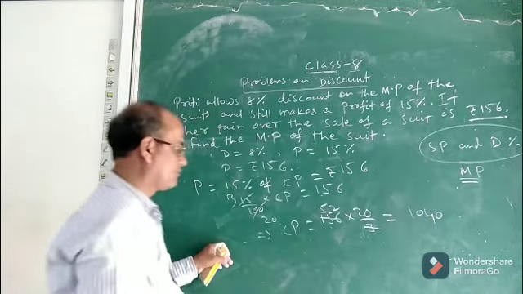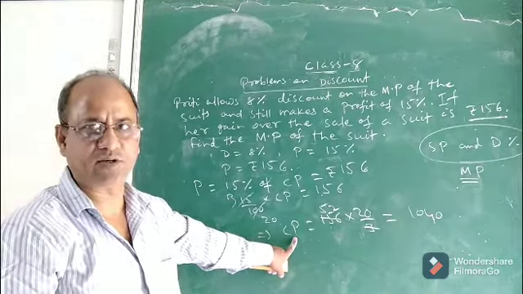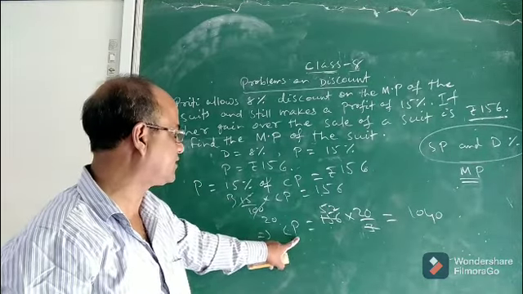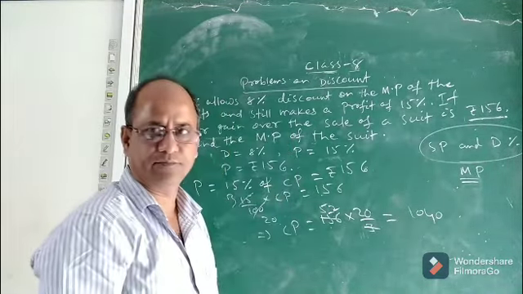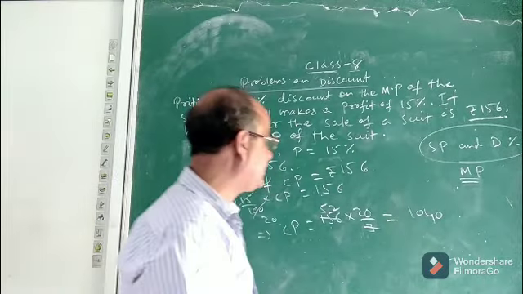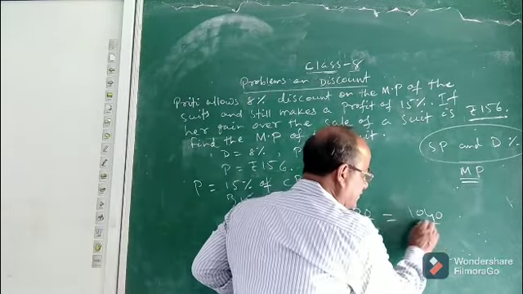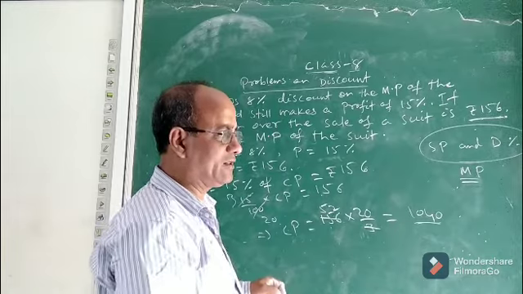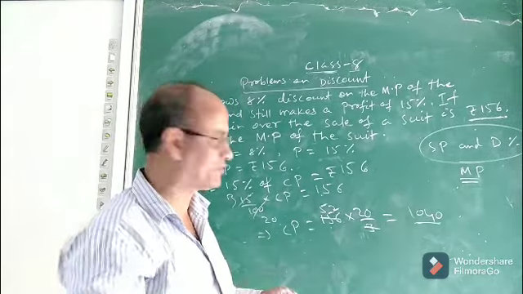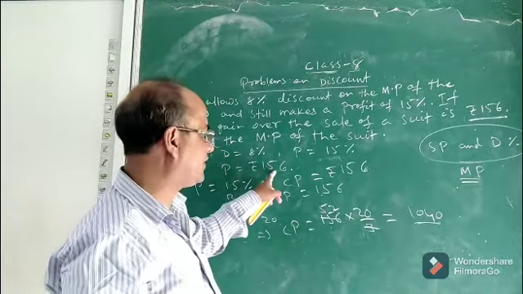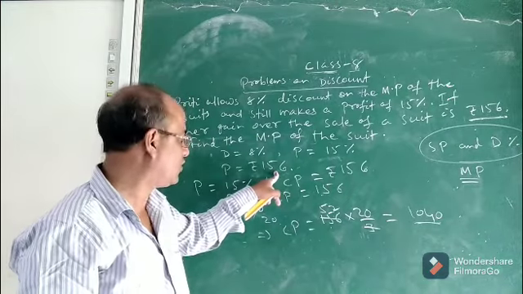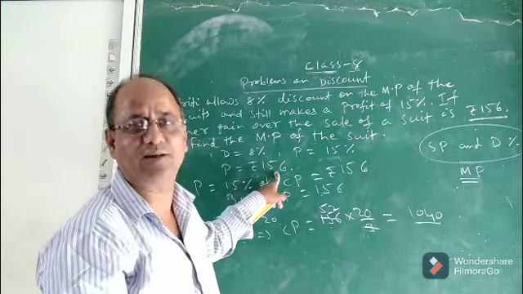Now we got the cost price of the suit. It is 1040. Now after getting the cost price of one suit, what is the profit given? 156. So now we can easily find the selling price.